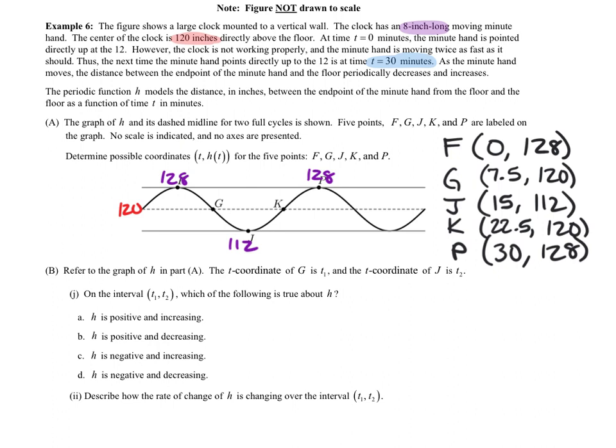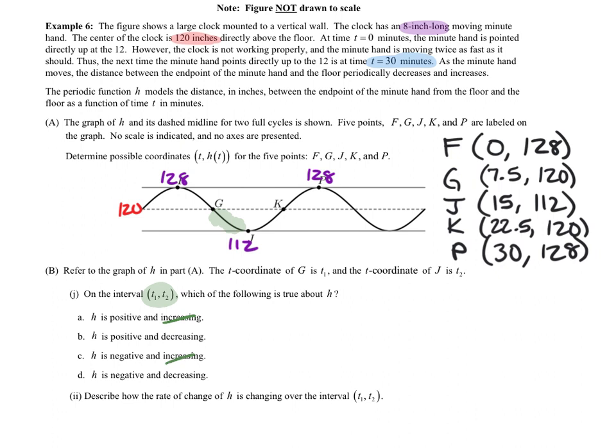But for part B, it says refer to the graph of H in part A. So we're talking about this graph right here. The t-coordinate of G is T1 and the t-coordinate of J is T2. On the interval from T1 to T2, which of the following is true about H? Take a highlighter right now, and I want you to highlight the graph from G to J. So we're talking about this interval right here. T1 to T2 is from G to J. What is happening with that graph? Is it increasing or decreasing? Decreasing. So let's cross out the ones that say increasing because it's definitely going down.